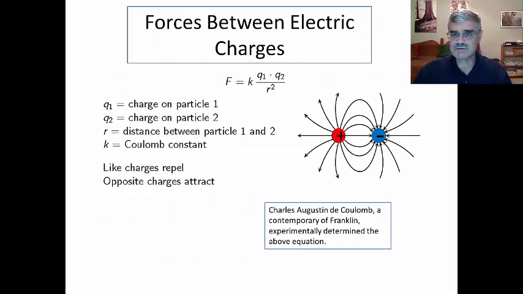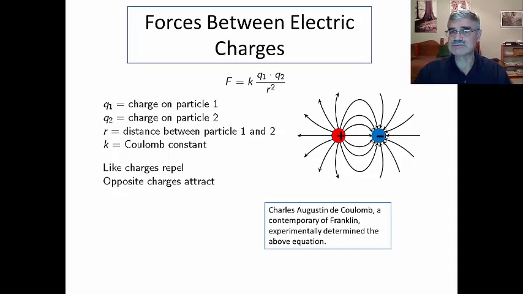Now, the force of attraction between charges is given by the equation that is shown. Force of attraction is equal to some constant, we'll get back to it, times the product of the two charges: Q1, the charge on particle 1, and Q2, the charge on particle 2, divided by the separation distance between the charges. That separation distance is called r in this equation, so it's r squared.